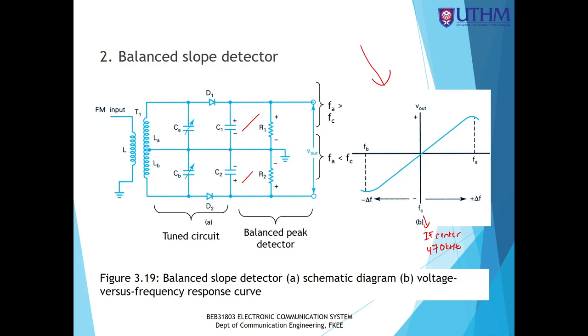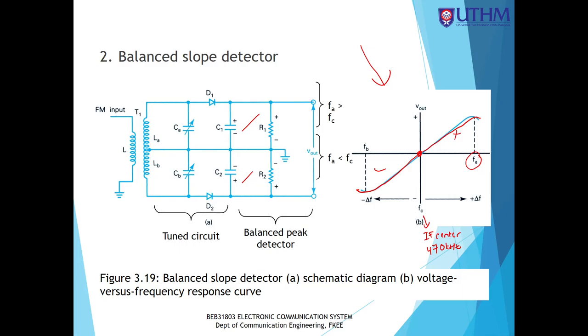If the input signal deviates above the IF center, it will produce a positive output voltage. And if the frequency deviates below the IF center of 470, that means we're going to produce a negative output. At the center, it will be at zero. Different from previously, at the center it is not zero volt. If the signal is at the IF center, it is going to produce a zero output.